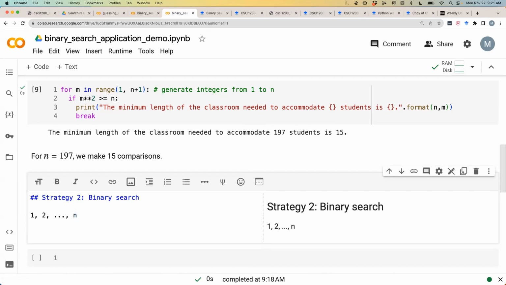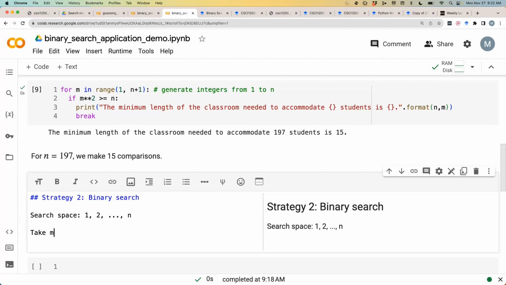So we have our search space. And this is a sorted search space. It has the property that we want, that we can rule out certain elements. So what is our idea? Binary search is always the same. You take the middle element and you make comparisons. So we take M, which is the middle of the search space, and then we make comparisons.